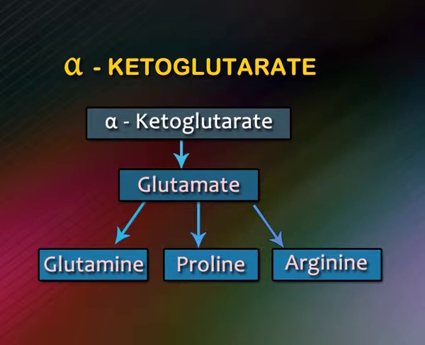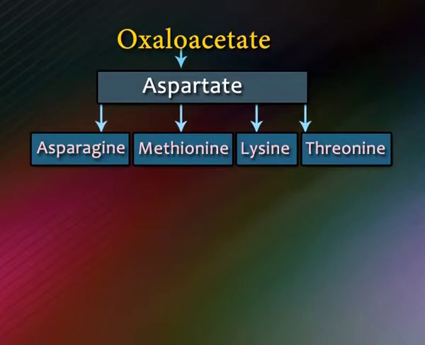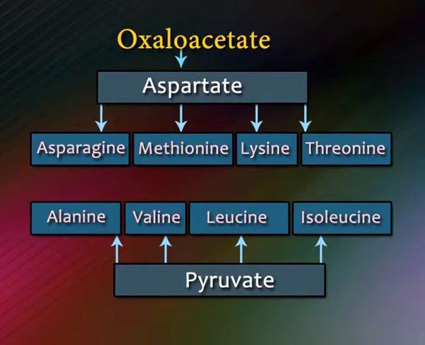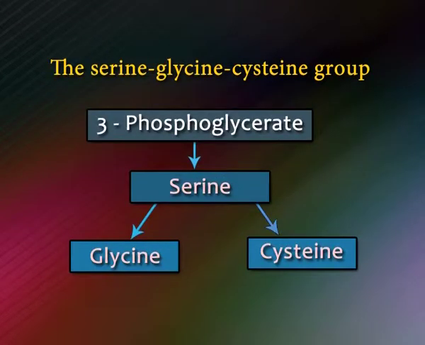So, here is a pictorial representation where alpha ketoglutarate gives rise to glutamate, which in turn gets converted to glutamine, proline and arginine. Similarly, oxaloacetate gives rise to aspartate, which in turn gives rise to asparagine, methionine, lysine and threonine. And pyruvate gives rise to alanine-Valine-Leucine and isoleucine. 3-phosphoglycerate, which originates within the glycolytic pathway, synthesizes serine, glycine and cysteine.